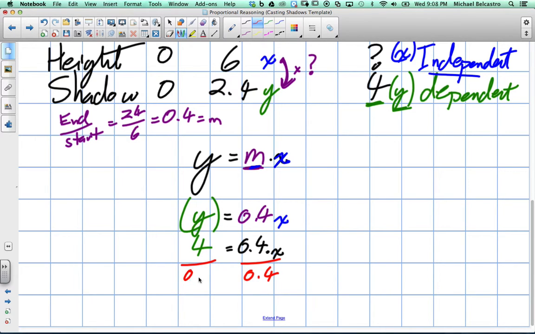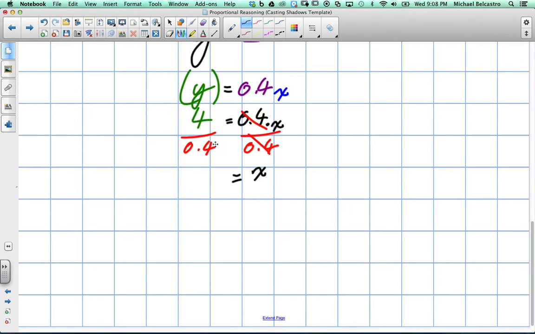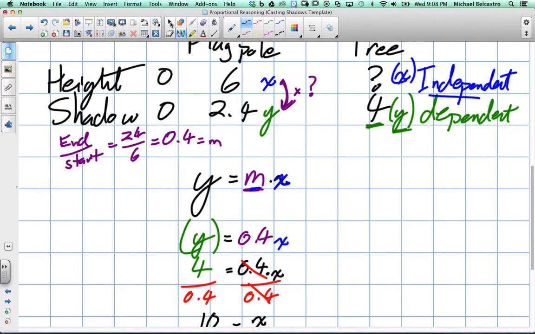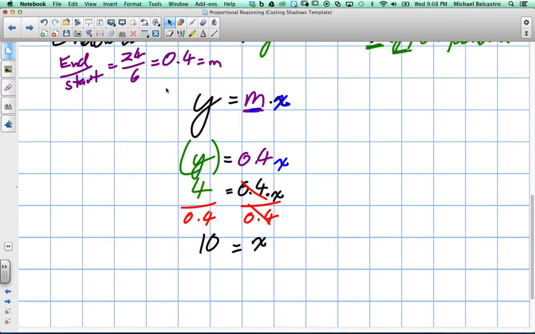And when we divide both sides by 0.4, this side reduces to a value of 1. Sometimes they call it canceling out. But essentially, you'll be left with an x on this side. And 4 divided by 0.4, if you take your calculator, you can try it out, the value will be actually 10. Okay, so we've just figured out that the height of the tree, because that was our x, was 10.